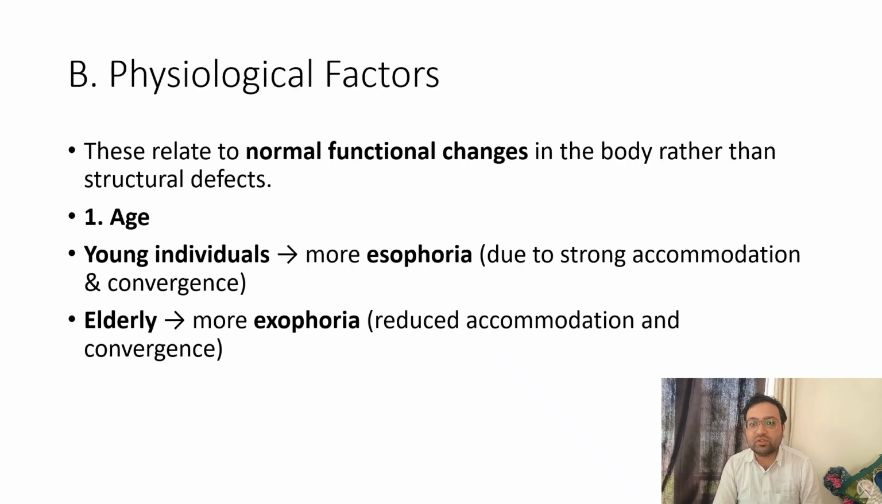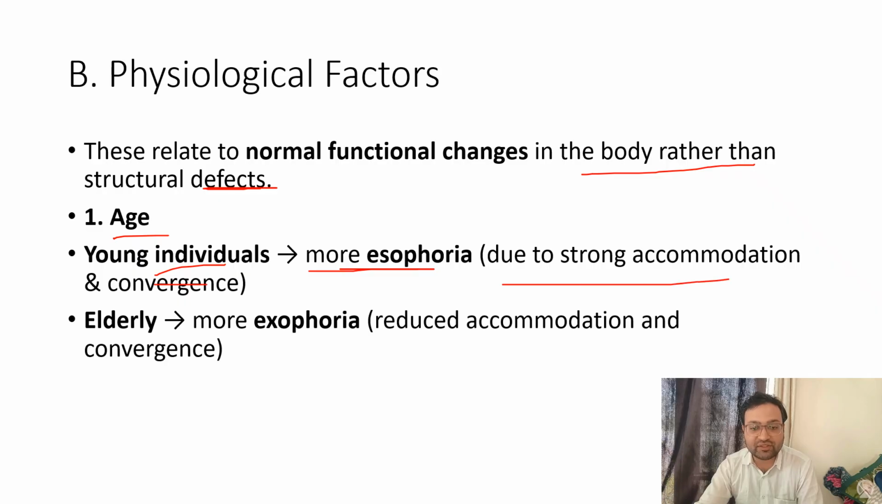Now coming on to the physiological factors. These relate to normal functional changes in the body rather than structural defects. Number one is age. In young individuals, there is more esophoria. Why? Due to strong accommodation and convergence. In the elderly, there are more chances of exophoria because accommodation also decreases.